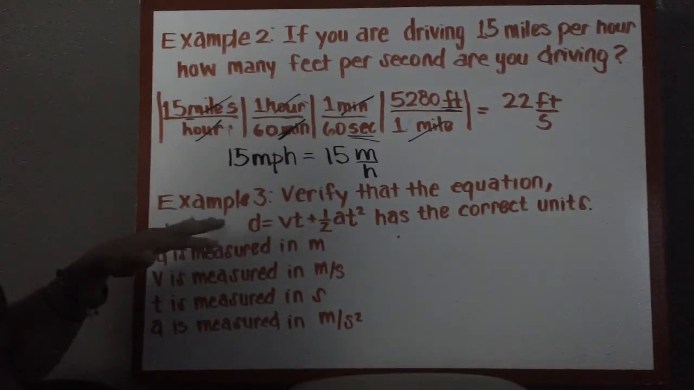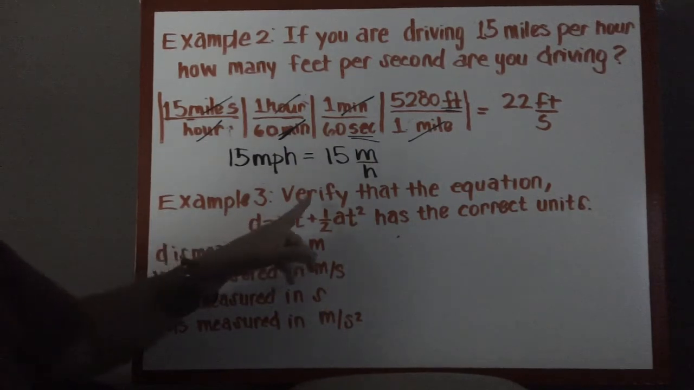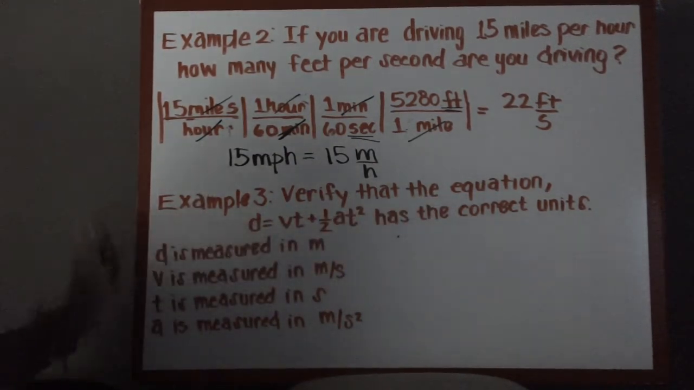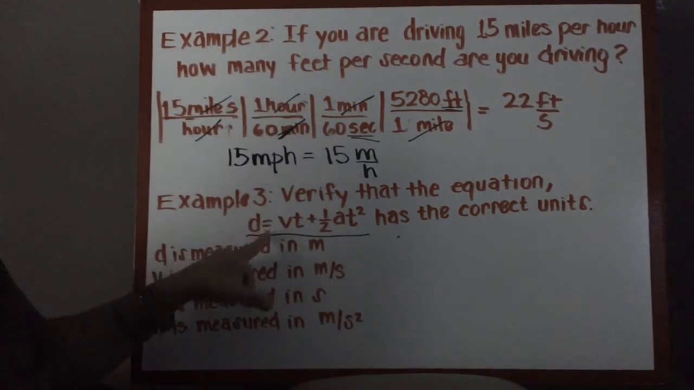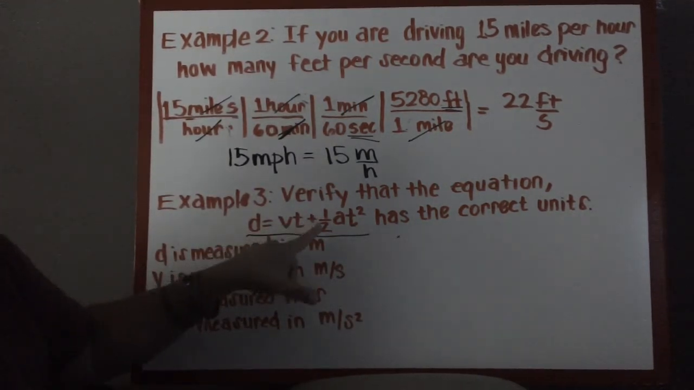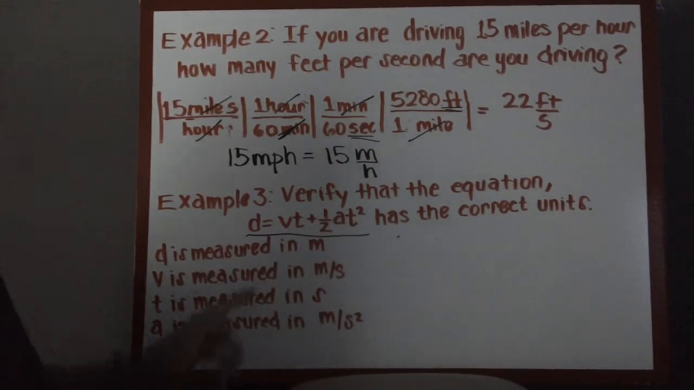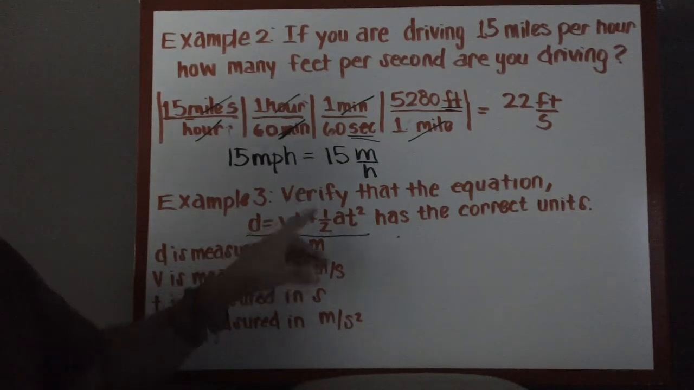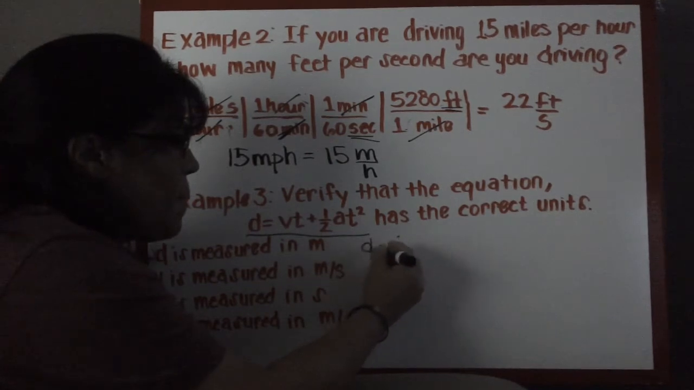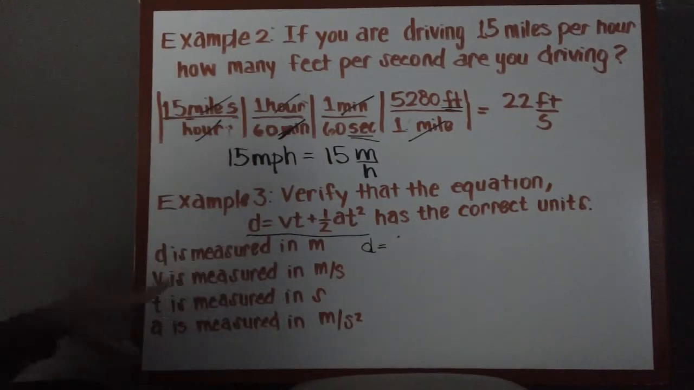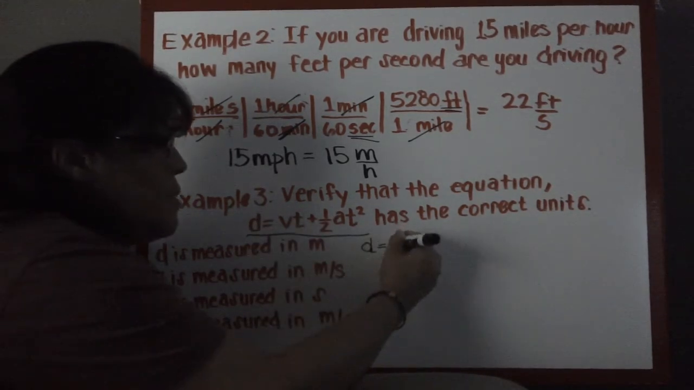Another way that we use dimensional analysis is to verify that our units are correct. So here's an example. Verify that this equation, which is just a physics equation you're going to see later on but right now I'm just going to give it to you: distance equals velocity times time plus 1/2 acceleration times time squared. We want to make sure that we have the correct units. So we're going to solve this equation using units. The units of velocity are meters per second, and this is a given.